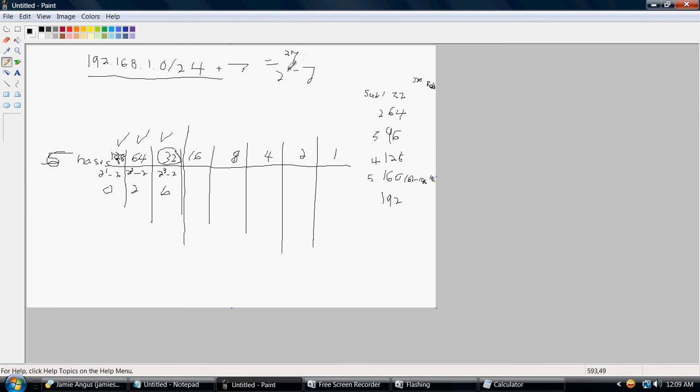And then we can do the subnet mask if you really want. All you do is add up these three numbers, which would be 128, 64, and 32, which comes out to be 224. So our new subnet mask would look something, hopefully, like 255.255.255.224.